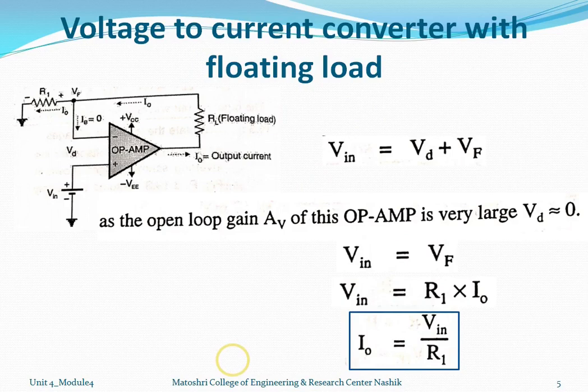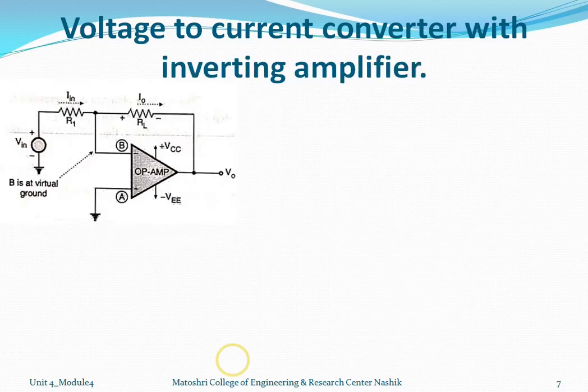Now the next type is the voltage to current converter in inverting mode. As seen here, the input voltage is directly connected to the inverting input terminal of the op-amp, so it's an inverting mode, and our load resistance is fed back to this inverting input terminal. So again it's a floating load type but in inverted configuration.